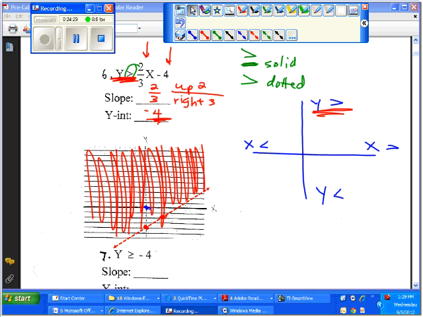So all we've added with the inequalities is when is it solid, when is it dotted, and which way do you shade, right? Any questions there? Okay.